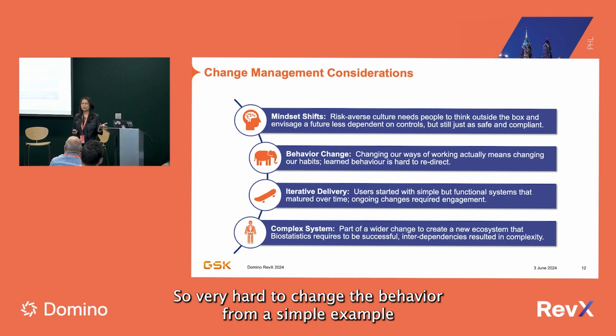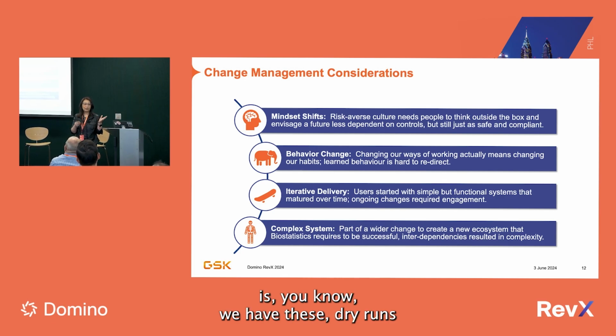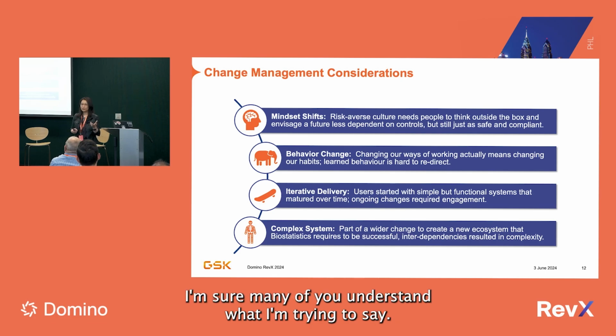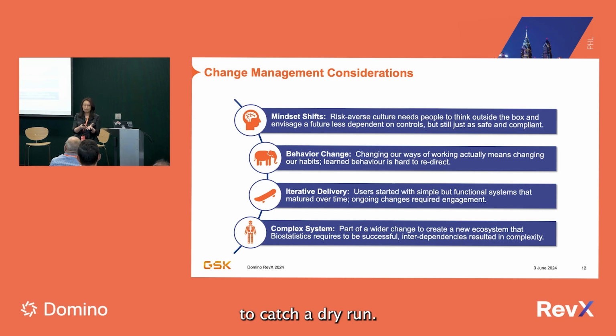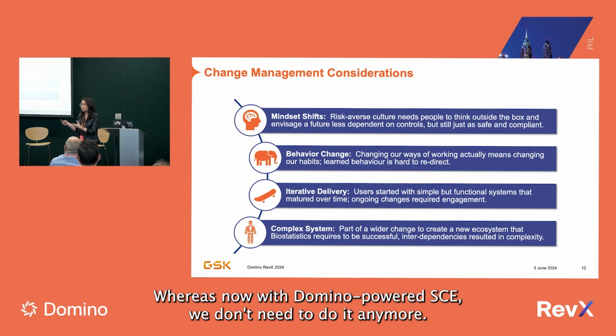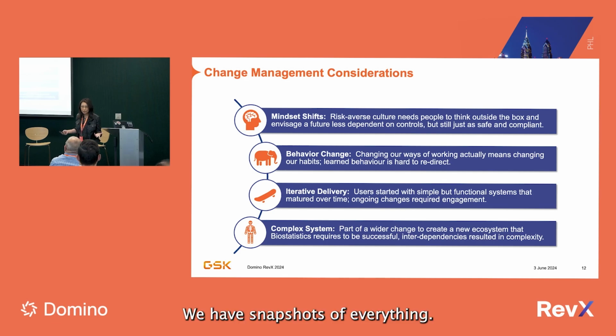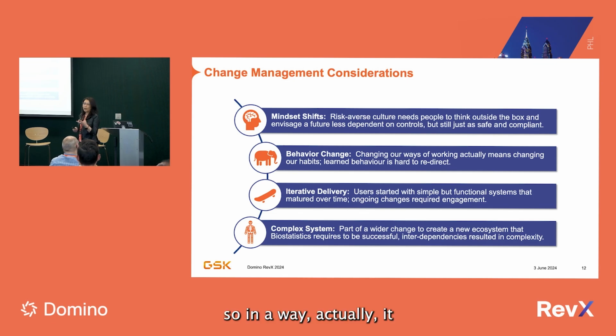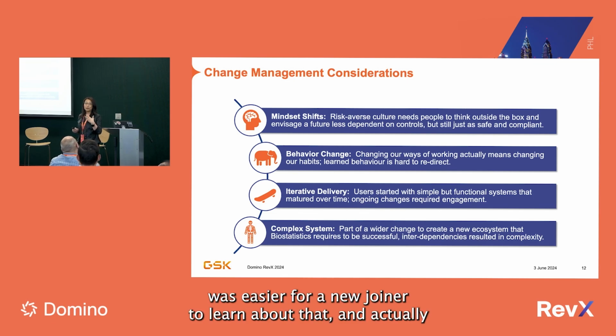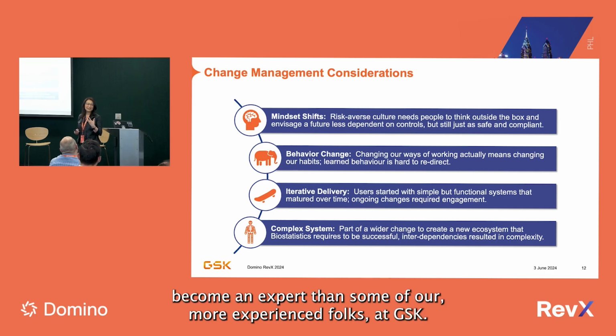A simple example is these dry runs. I'm sure many of you understand what I'm trying to say. Traditionally we used to create a set of reporting effort just to capture a dry run, whereas now with the new SCE, we don't need to do that anymore. We have snapshots, so everything's still in the actual analysis environment. Actually, it was easier for a new joiner to learn Domino and become an expert than some of our experienced folks at GSK.